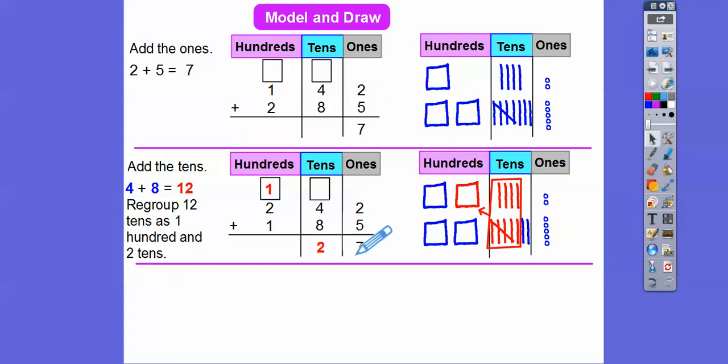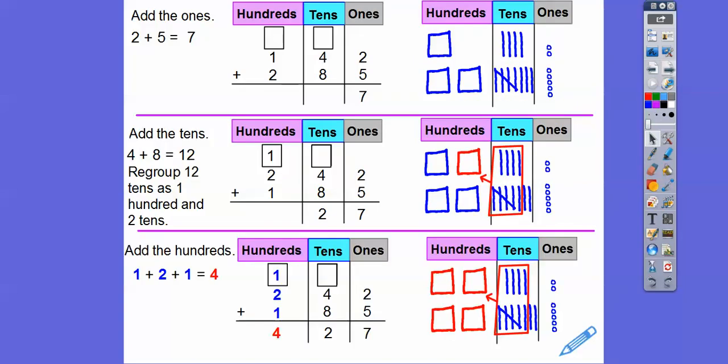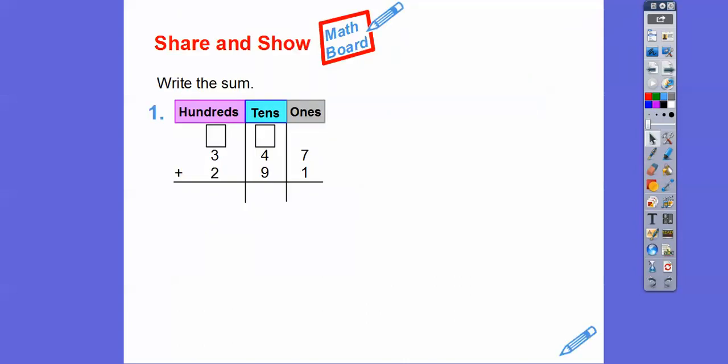Okay, and now we're going to add the hundreds. So we have this new carry right here, so we're going to add 1 plus 2 plus 1. Let's slide that up right there. We'll add the hundreds. So 1 plus 2 plus 1 is 4. So 4 hundreds right there, and here's our 400s: 1, 2, 3, 4. Okay, so we have 427. Here's our 27 right there, and I'll slide it up and make it a little bit smaller so we can see that. So we have 427 right there.